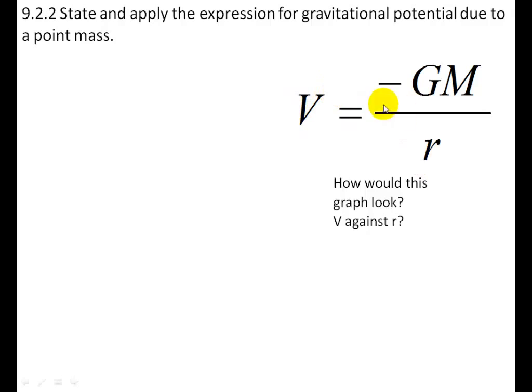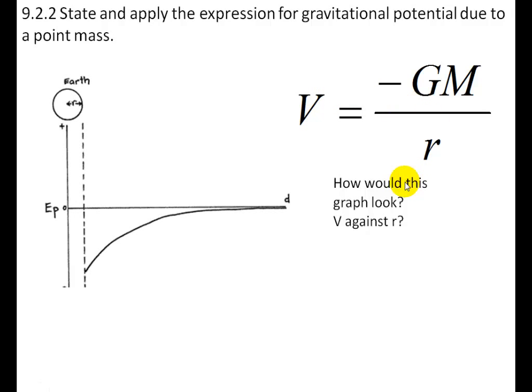Well, V is proportional to 1 over r, so we're going to get a graph which looks like this. This is the potential. This is how the potential looks as you change r, or d. It's a 1 over r relationship, but it's also negative.